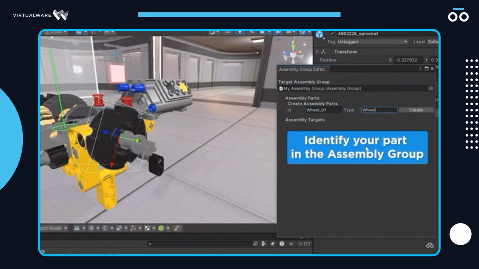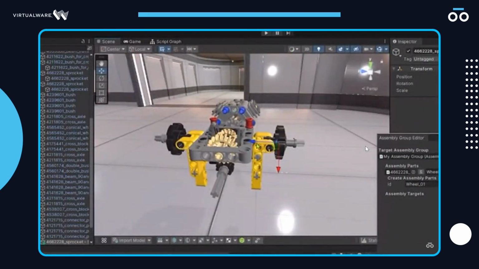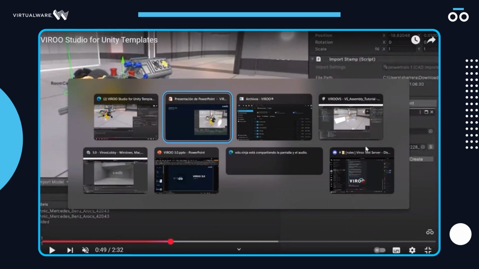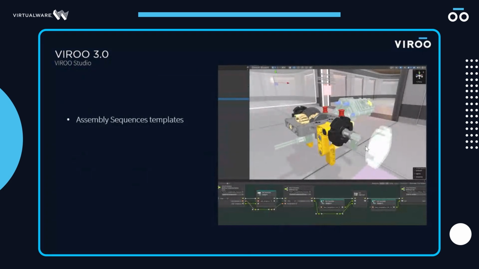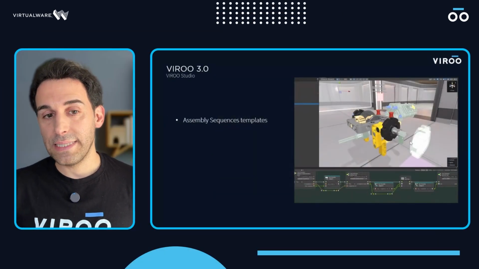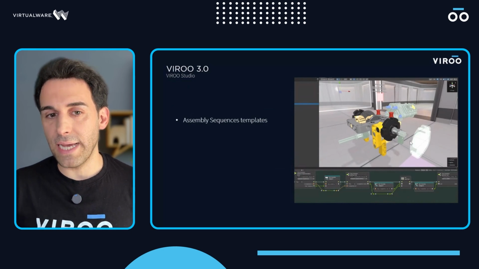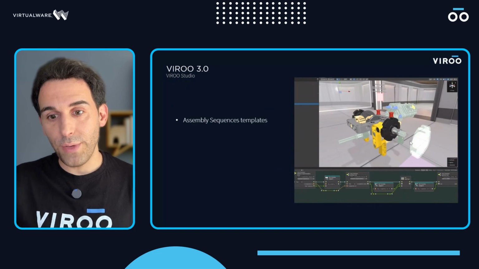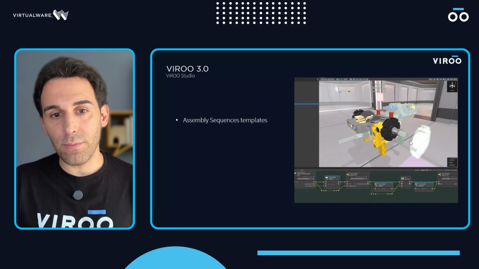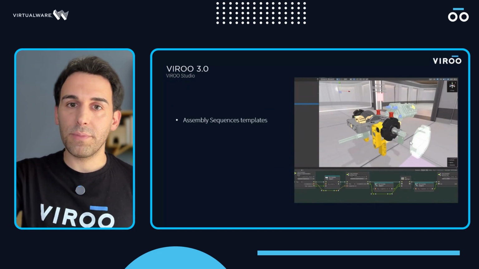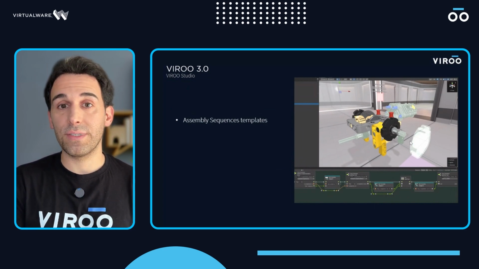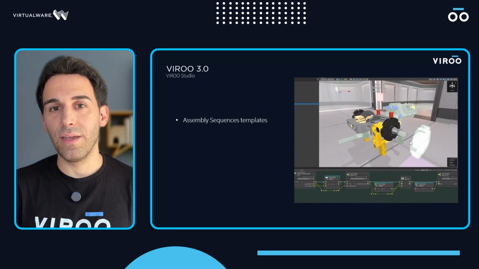So this is something that we are calling VIROO Studio for Unity templates. This is the first one that we have, and it's going to be really helpful because we are going to detect some of the common needs that many organizations have all across the globe. So this is the first one that we thought of, because many of our clients, this is basically what they use VIROO for. They want to train their staff in assembly sequences, just grabbing objects, placing them in the correct place, and understanding how an engine works. So this is the first template that we created, but there are more coming in the future.